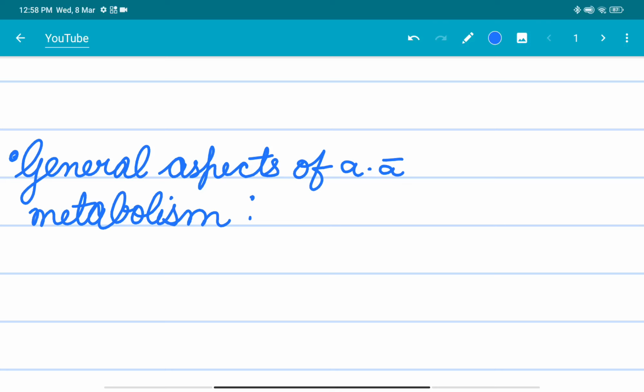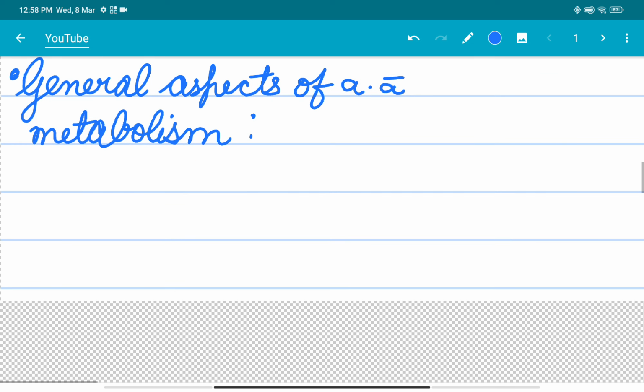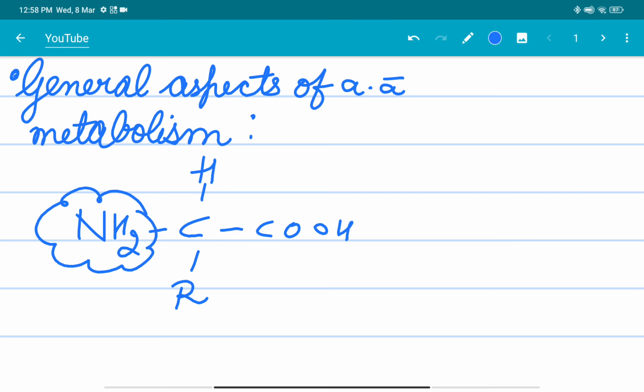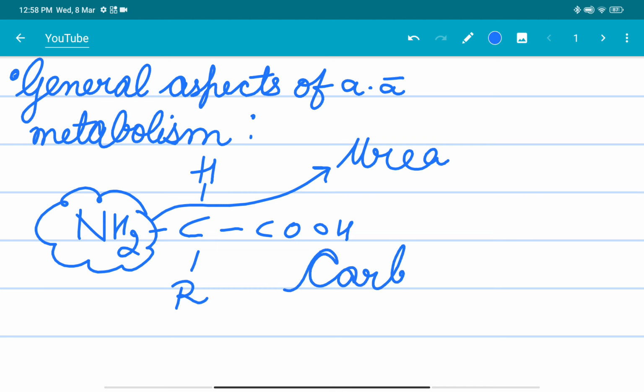So in this video we will discuss the general aspects of amino acid metabolism. What is the structure of the amino acid? We have NH2, carbon, COOH, a variable R group and hydrogen. Fine. During amino acid metabolism, the amino group is converted into urea and the part which is left behind is called the carbon skeleton.